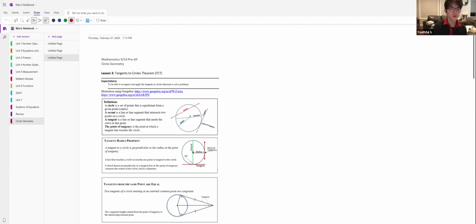So definitions. A circle is a set of points that is equidistant from a given point, a center. A secant is a line or line segment that intersects 2 points on a circle. So it's just like, right? A tangent is a line or line segment that meets the curve at that point.